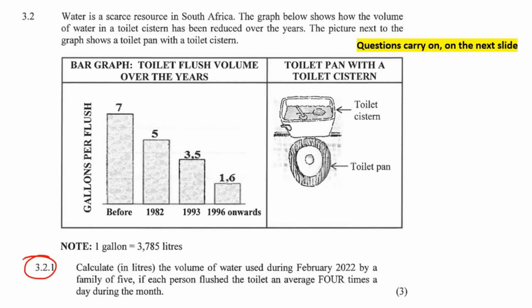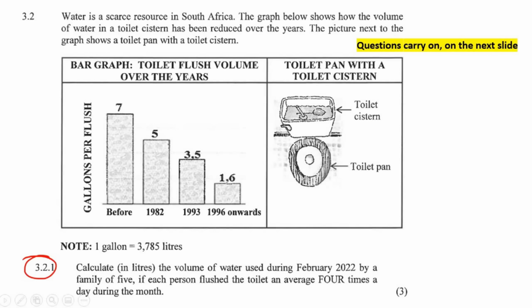All right, so water is a scarce resource in South Africa. The graph below shows how the volume of water in a toilet cistern has been reduced over the years. The picture next to the graph shows a toilet pan with a toilet cistern. The toilet cistern is that big box behind you when you're in the toilet, that's the toilet cistern they're talking about.